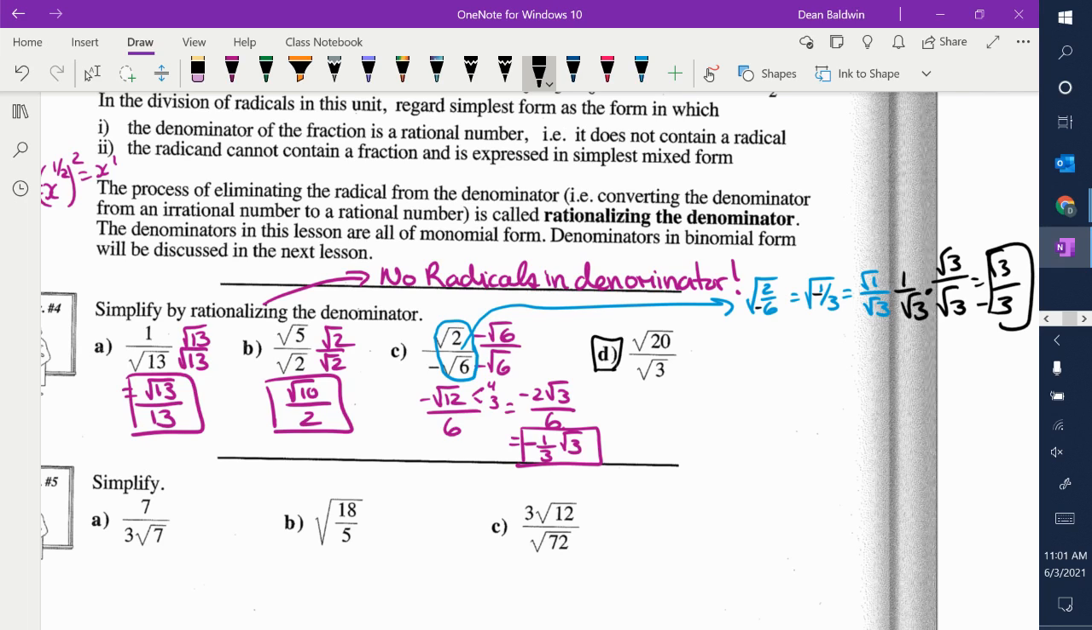Is 20 divisible by 3? No, so we're not going to do that. So I'm going to multiply top and bottom by root 3. What's the numerator? Root 60, and the bottom is just 3. What do we need to do? Reduce. I feel like I'm losing people. 15 and 4. So I get 2 root 15 over 3.